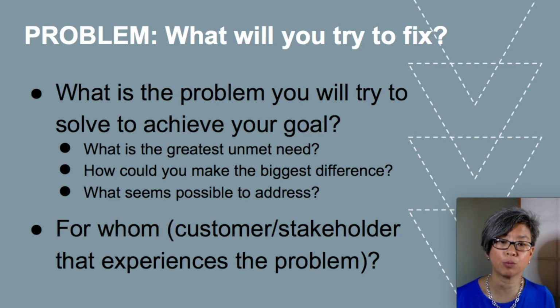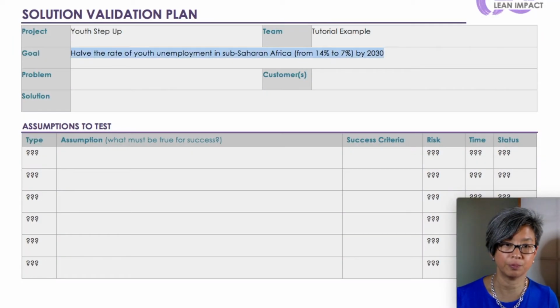When you're defining your problem, you want to always think about a specific customer or stakeholder who experiences that problem. This will be a category of people, not an organization in general, but people in a particular type of role. Let me give you an example.